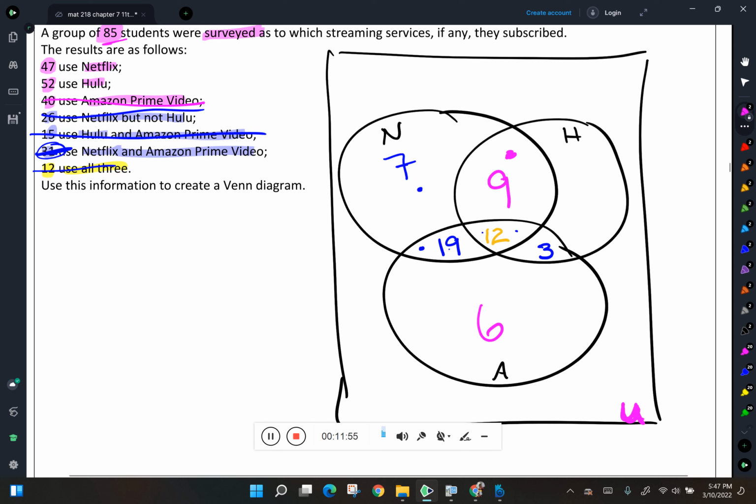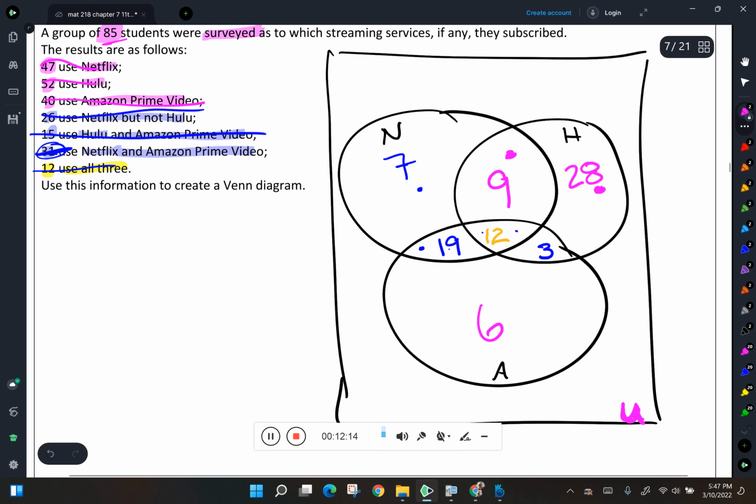And now I can use Hulu. Hulu's 52. So then this piece over here is going to be the 52 minus the 9 minus the 12 minus the 3. So 52 for Hulu minus 9 minus 12 minus 3. I get 28. Am I done?